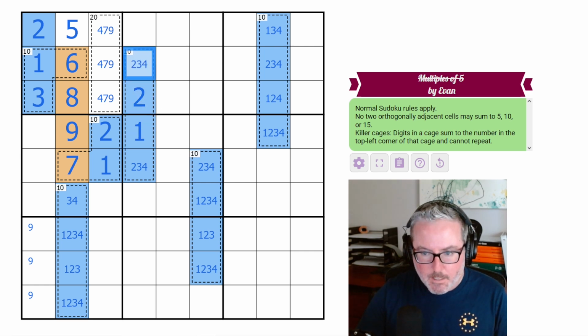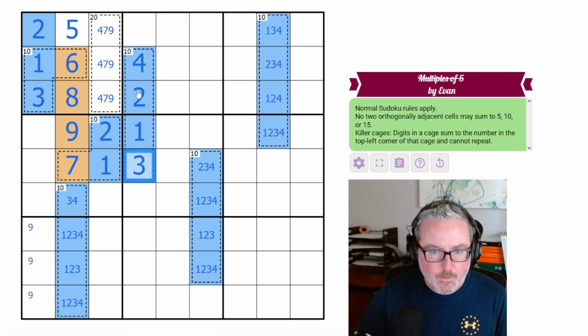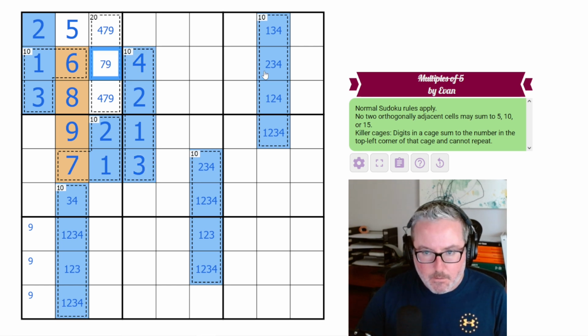Now, if that's the 1, this has to be the 4. This has to be the 3. This can't be 4. This can't be 4. This can't be 2. Neither of these can be 3. This can't be 1. That's a 2, 4 pair. That's a 1, 3 pair.